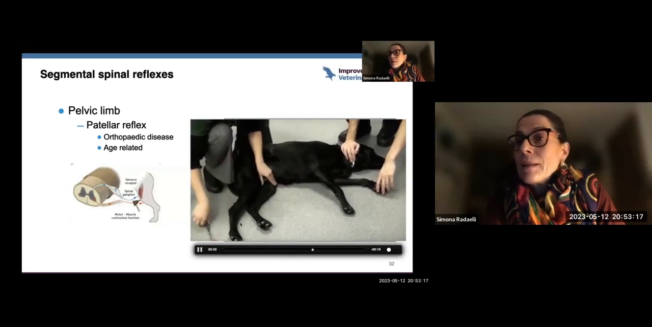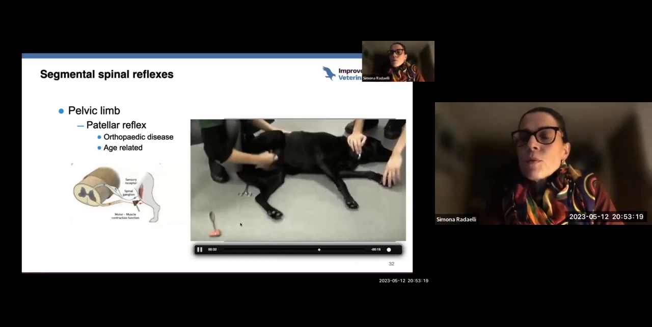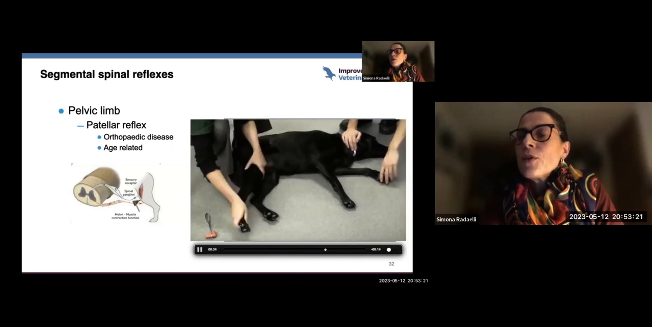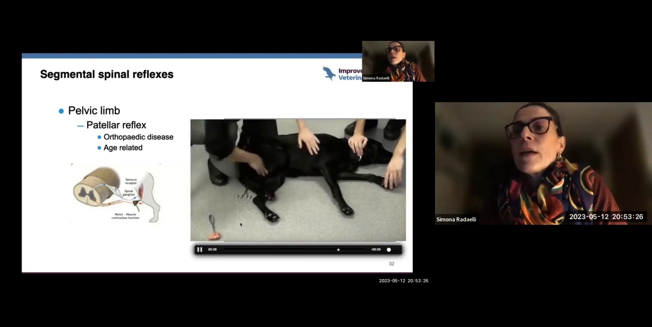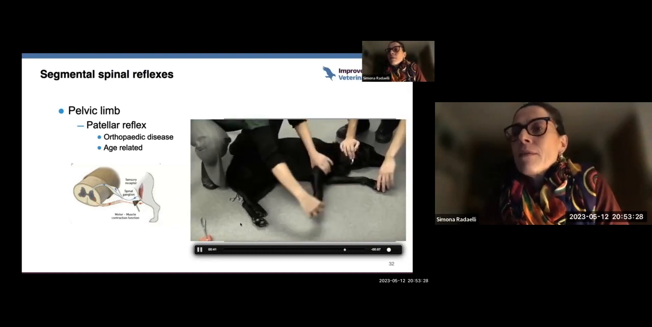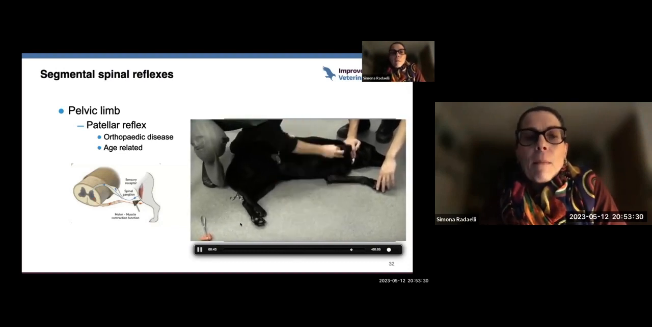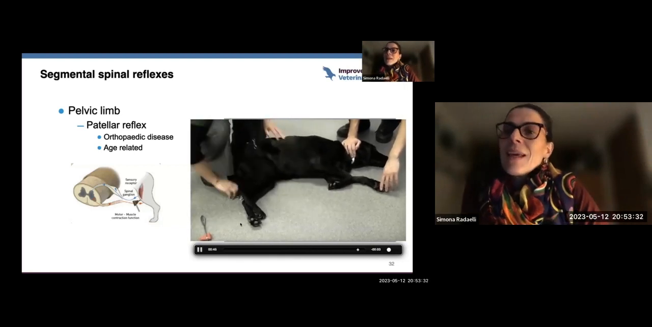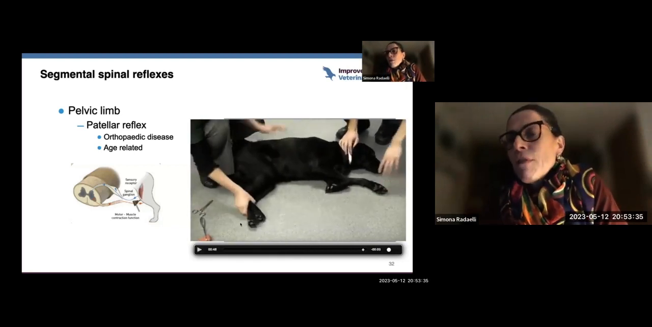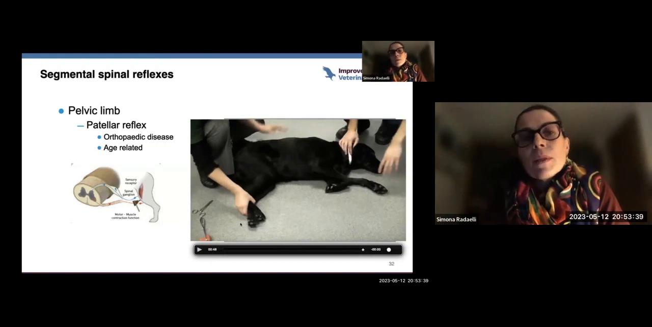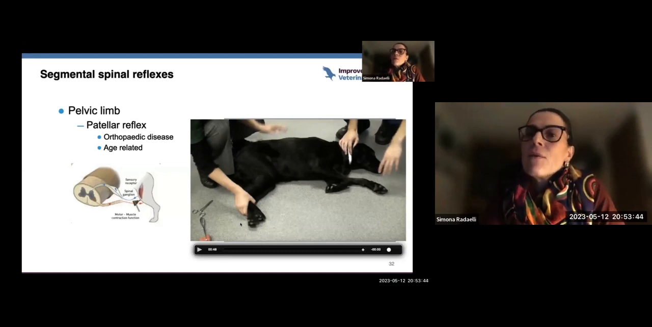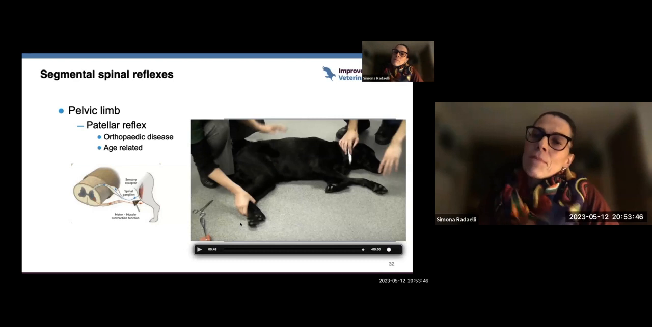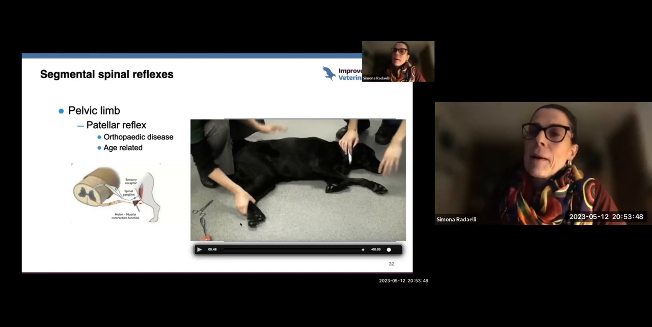If there is an abnormality, normally there is also an abnormal gait, because when there is a lesion affecting the function of the femoral nerve, the animal doesn't bear weight very well. But we know that in cases of orthopedic conditions, especially affecting the stifle, or in old dogs, we can have a reduced or absent patellar reflex. This is not due to neurological disease; it's just related to old age and local orthopedic disease.